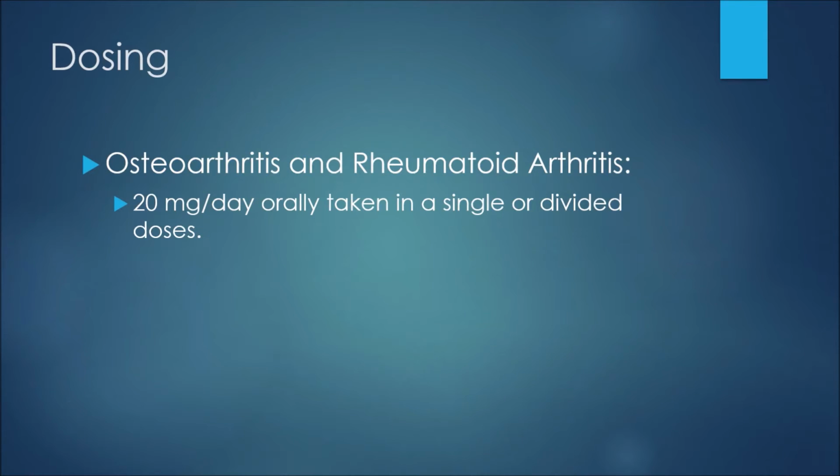Now for an example of dosing with Piroxicam. So in the treatment of both osteoarthritis and rheumatoid arthritis, we would typically see 20 milligrams per day, orally, taken as a single dose, or it can be taken as divided doses.